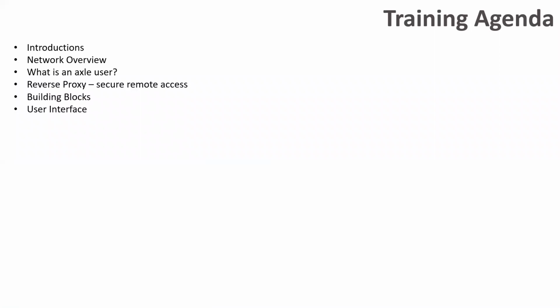The agenda for today is we'll do some introductions, which we'll do now. We'll look at Axel on a network. I'm going to jump ahead a little bit and then look at what an Axel user is, so you understand a little bit about the access rights and permissions. We've got a slide on a new feature called reverse proxying, which is very important if you want to make Axel available on the internet. Then we'll look at the building blocks of Axel and then the user interface.